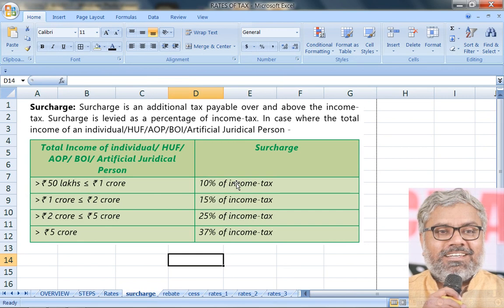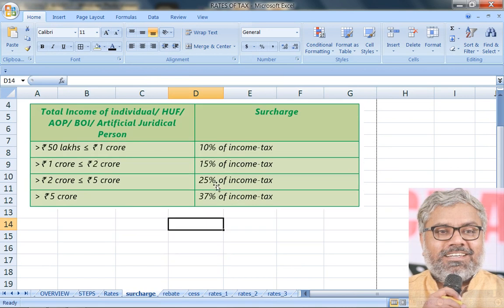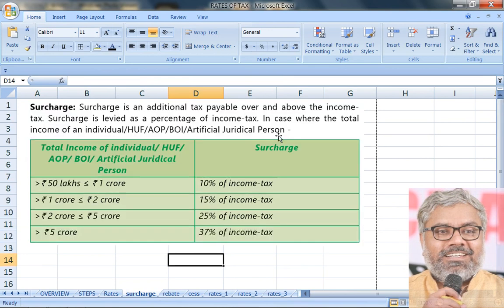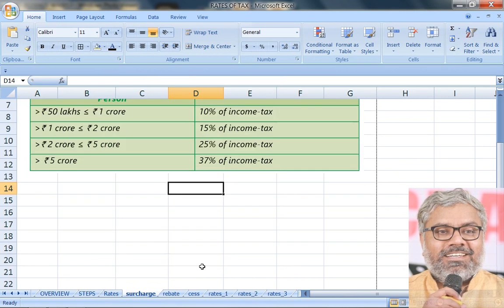The surcharge will be 15% if the income exceeds 1 crore but does not exceed 2 crores. The surcharge is 25% if the income exceeds 2 crores but does not exceed 5 crores. If the income exceeds 5 crores, then the surcharge will be 37% of income tax. And a point to be noted very importantly, the surcharge has to be calculated on base tax, that is income tax, not on income. That is a very crucial provision, particularly for high income earning SSEs who are individuals, HUF, AOP, BOI, etc.